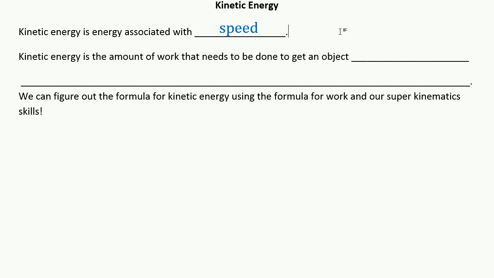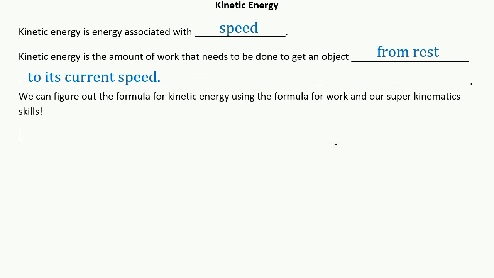Now, with gravitational potential energy in our previous lesson, I tried to draw this close parallel between energy and work. And we learned at the end of that lesson that gravitational potential energy is the amount of work that gravity has the potential to do. We can make a similar comparison between work and kinetic energy. So kinetic energy is the amount of work that needs to be done on an object to get it from rest to its current speed.